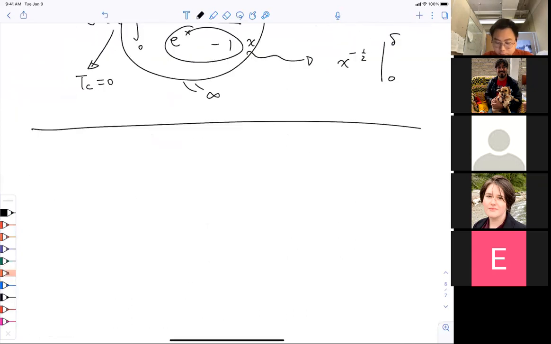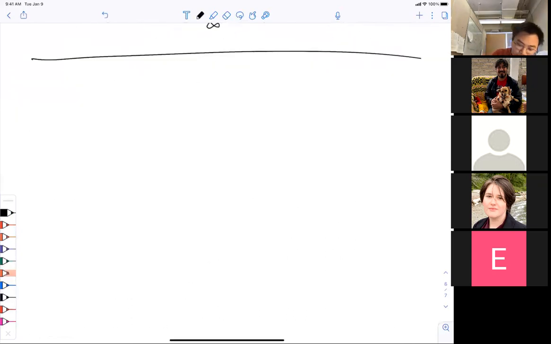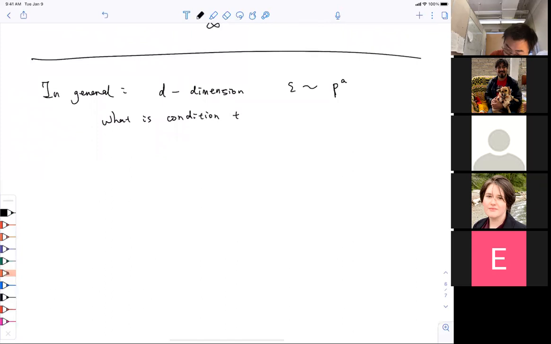So now you may ask a general question: in general, in spatial dimension D, and for a spectrum proportional to p to the A power, what is the condition to have BEC? This would be a general question you want to ask. Okay, so let's derive it very quickly.